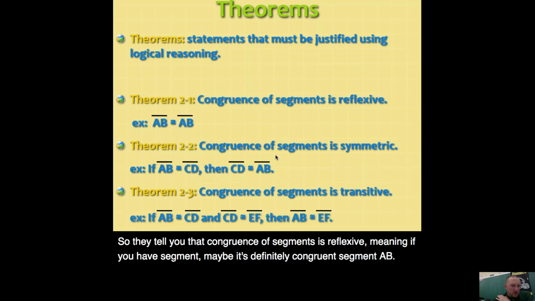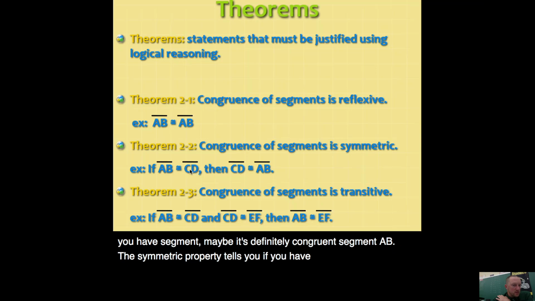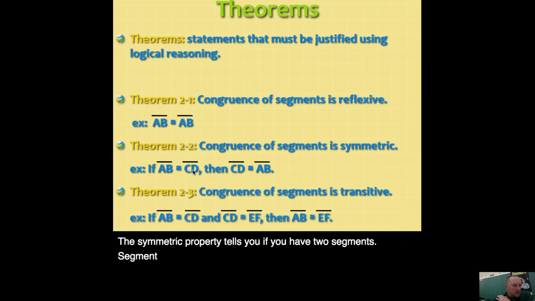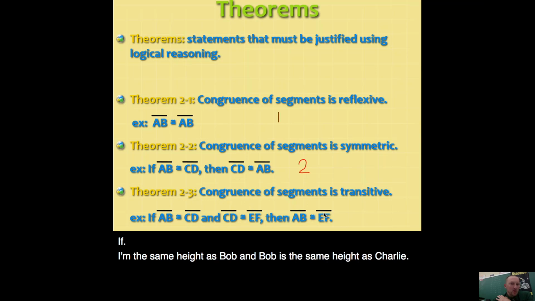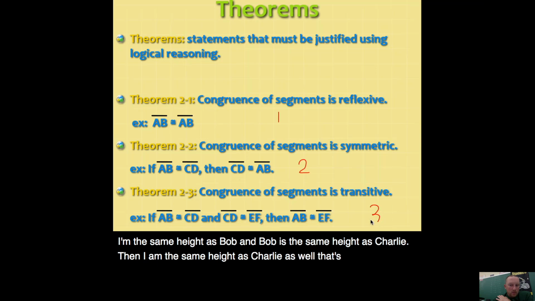The symmetric property tells you if you have two segments, segment AB congruent to segment CD, then you know that segment CD is also congruent to segment AB. You're just reversing them. We had one quantity here. We had two quantities here. Transitive property uses three quantities. If I'm the same height as Bob, and Bob is the same height as Charlie, then I am the same height as Charlie as well. That's three quantities.